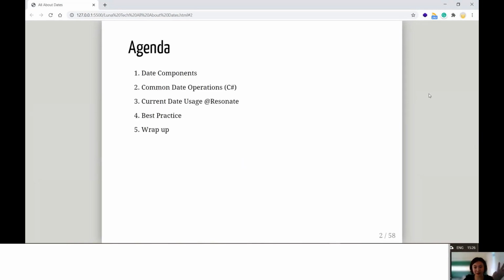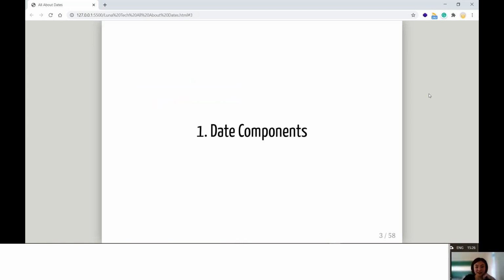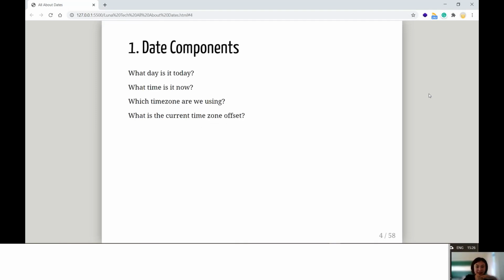This is the agenda. We're going to talk about the date components. We're going to talk about common date operations in C#. We're going to talk about the current date usage, which is what I just talked about at ResNet. And based on my knowledge of dates, which is still quite limited, I'm going to provide some best practice tips for everyone here. Okay, so the first thing I want to talk about is the date components.